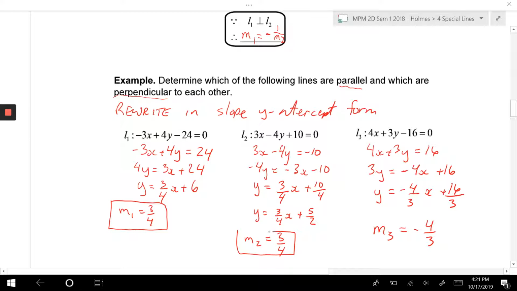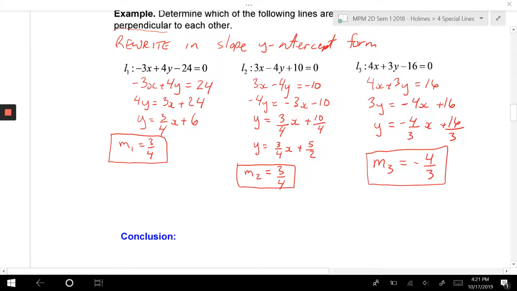And I'm asked to find out which lines are parallel and which are perpendicular. So I can say, looks like m1 and m2 have the same slope. So I can say since m1 equals m2, therefore line 1 is parallel to line 2. They're equal.